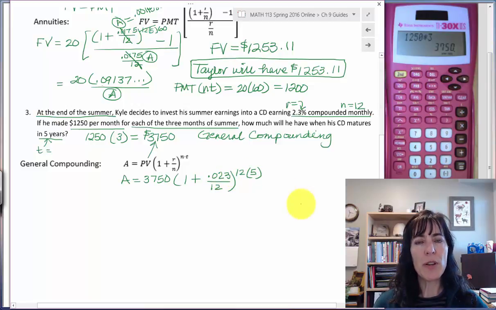Now, I strongly encourage you to read your problems a couple of times to make sure you really understand what they're talking about, because this problem, for example, if I just saw per month for each of the 3 months of summer, I might think that Kyle is just investing with an annuity for 3 months, which doesn't make a lot of sense, but if I wasn't reading carefully, I might not notice that he was adding up all those deposits for the summer and then finally taking that lump sum and making a single deposit into a CD and then compounding monthly on that CD.